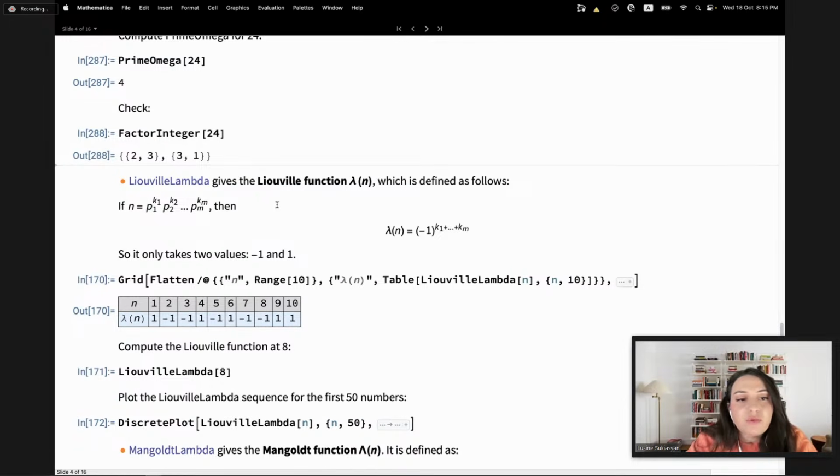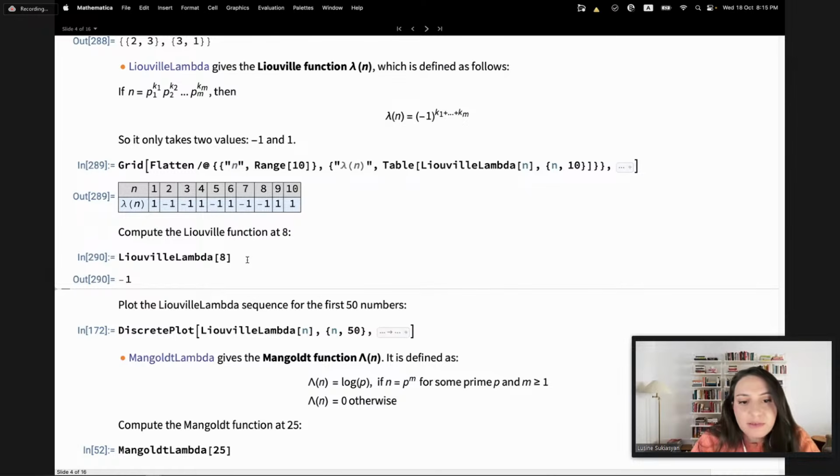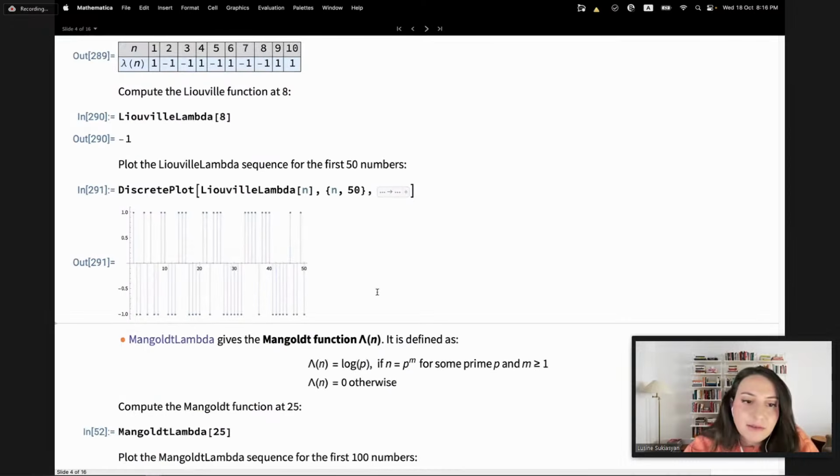A very important function, which is defined as follows: if n has the following prime factorization, then the Liouville lambda of n equals this. And as you can see, it only takes 2 values, -1 and 1. Here is the table for all values from 1 to 10. And we can compute it. We can compute the Liouville function at 8. You see, it's -1, and we can plot it. Plot that sequence for the first 50 numbers, and you just get -1 and 1 values.